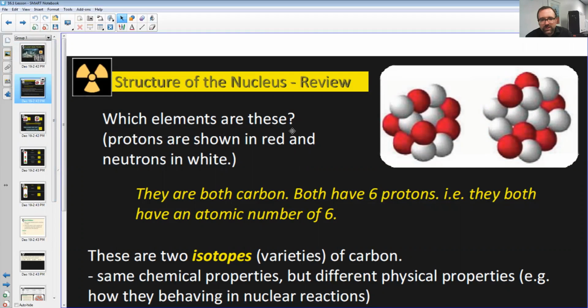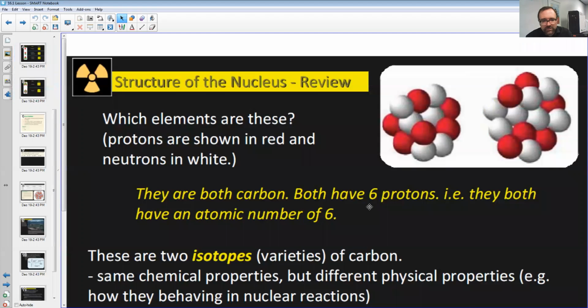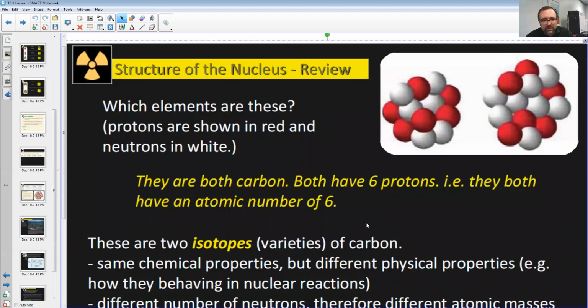In the diagram to the right here, you'll have your protons being red and your neutrons being white. So here's an example of carbon. It has 6 protons. If it has an atomic number of 6, that means there are 6 protons and even 6 electrons zooming around it. It's not an isotope. So what is an isotope? Let's quickly recap what that is all about.